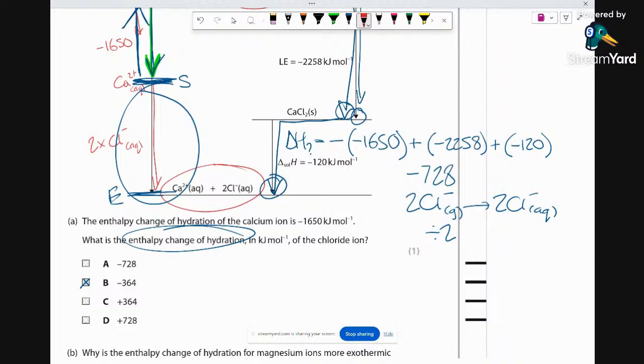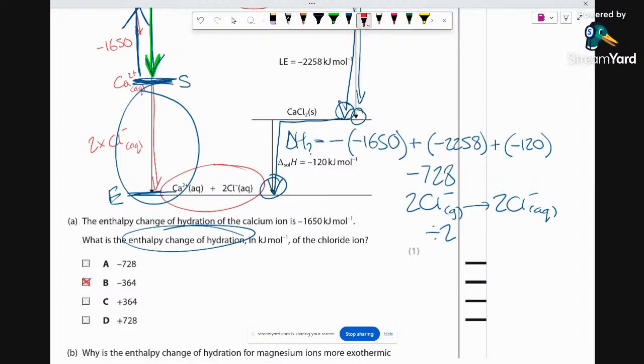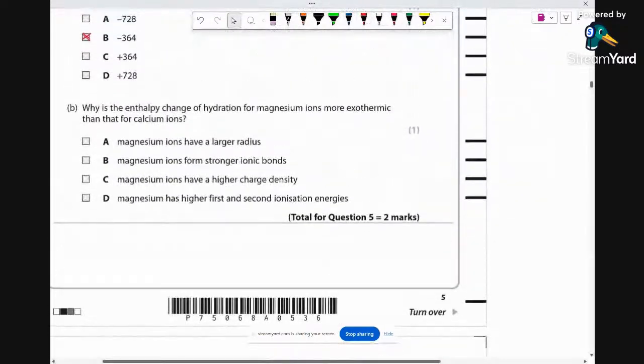I'm going to switch to red there just for my answer. I always like my answers to be in red. Always nice. Cool. Next question.